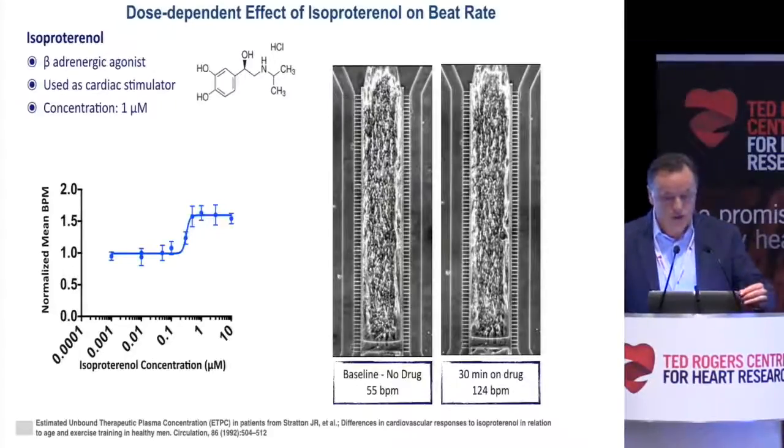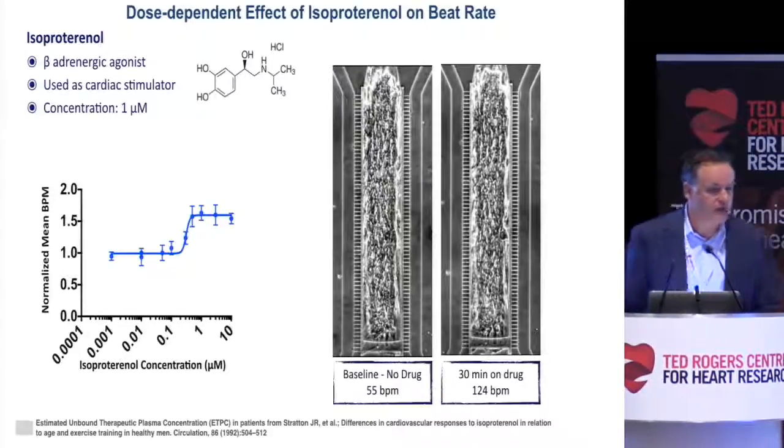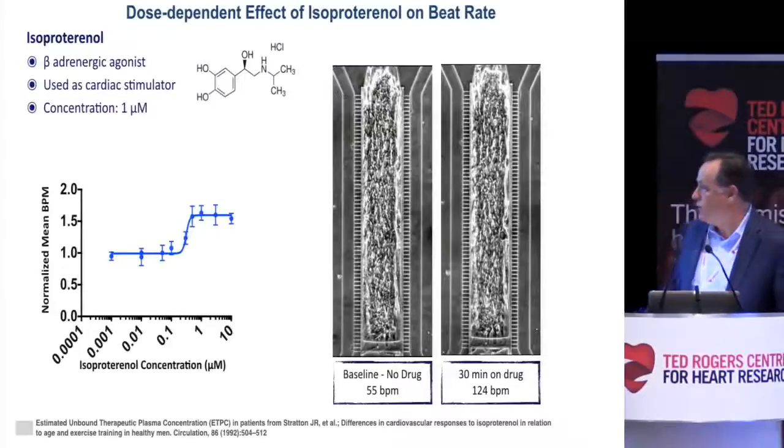So you want to see drug exposure. Here's the first example. If I didn't tell you which one had the drug, you should see that this one on the right is beating much faster, right?